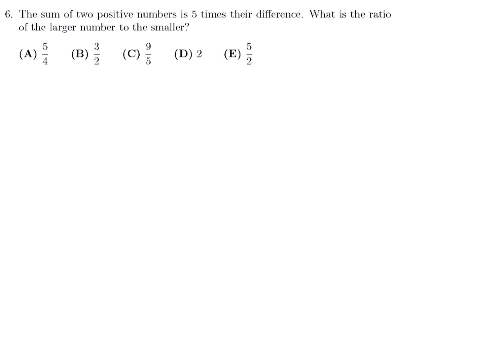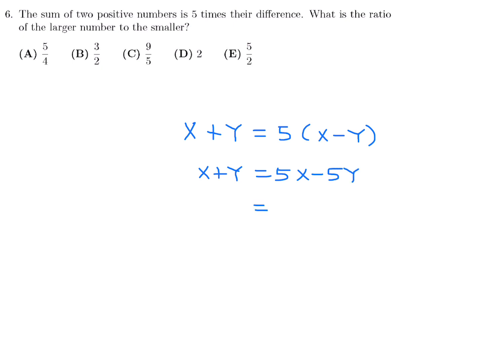The sum of two positive numbers is 5 times their difference. What is the ratio of the larger number to the smaller number? The sum of two numbers, x plus y, is 5 times their difference, x minus y. So let's multiply this out. This becomes 5x minus 5y.